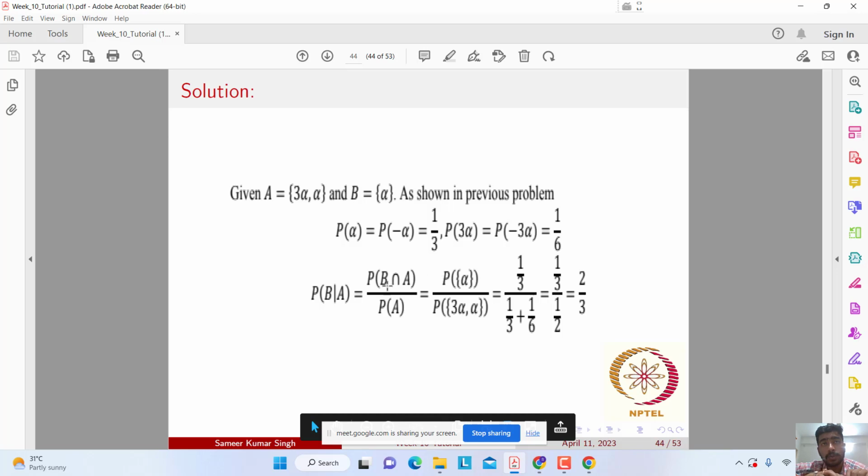The common part of B and A is the alpha probability. And for the probability of A, there are two terms. The probability of alpha is given as 1 by 3, the probability of 3 alpha is given as 1 by 3, and alpha is 1 by 6. Just solve it and the answer will become 2 by 3.